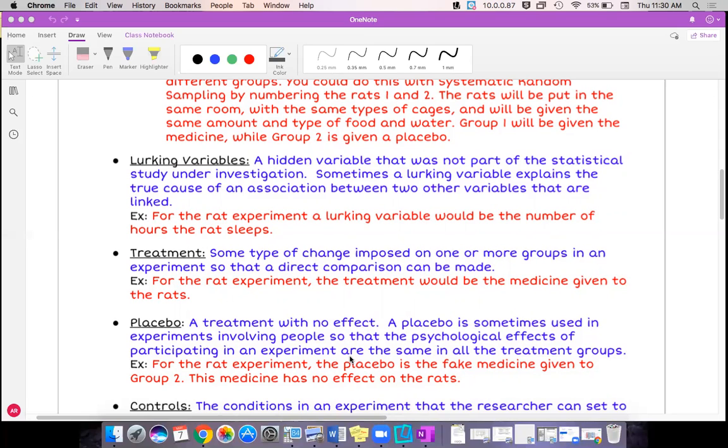Then you have the treatment. Treatment is some type of change imposed on one or more groups in an experiment, so a direct comparison can be made. For the rat experiment, the treatment would be the medicine that is given to the rat. So you're giving medicine to one group and a placebo, which is fake medicine, to the other group. And then you're seeing what effect that has on both of them.